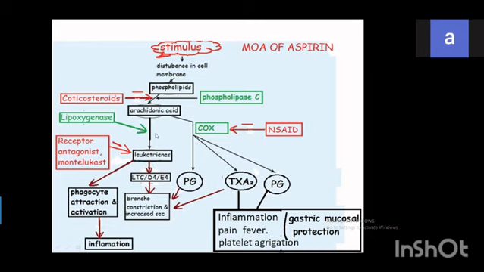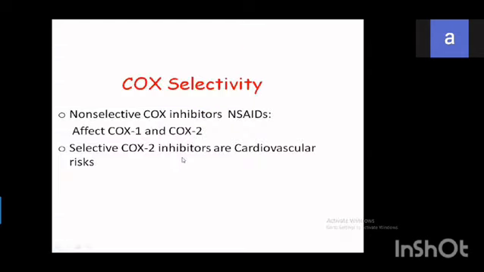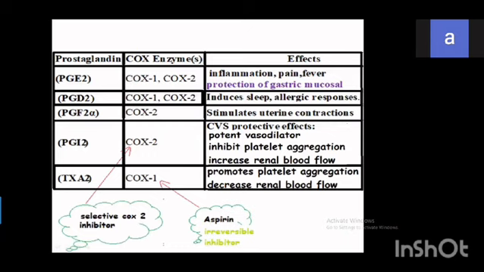Whenever we inhibit cyclooxygenase with the help of NSAIDs, these effects like inflammation, pain, fever, and platelet aggregation are reversed, and that's why by the use of NSAIDs we may have anti-inflammatory effect, analgesic effect, antipyretic effect, and platelet aggregation inhibition. Now, I want to get your attention on aspirin. Aspirin is an irreversible inhibitor of cyclooxygenase 1 and cyclooxygenase 2.